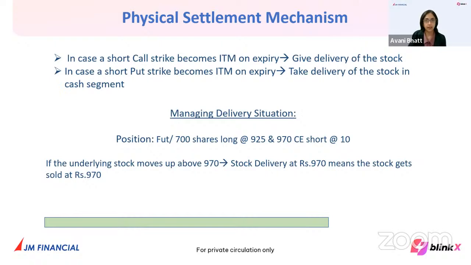अब अगर ऐसी सिचुएशन आती है तो again will consider the same position. आपके 700 शेयर्स लॉन्ग थे 925 पे, 970 का कॉल शॉर्ट किया था 10 रुपए में. अब अंडरलाइंग स्टॉक जो है, मतलब स्टॉक का भाव 970 के ऊपर चला जाता है, the stock moves above 970, you are delivering the stock, means you are selling the stock at 970 rupees. Okay, and effective profit इसमें क्या होगा, आपका 970 minus 925, ये तो आपका एब्सोल्यूट प्रॉफिट हो गया, प्लस आपने 10 रुपीज का प्रीमियम भी कलेक्ट किया हुआ है by selling the call. सो आपका नेट प्रॉफिट हो जाता है 55 रुपीज.